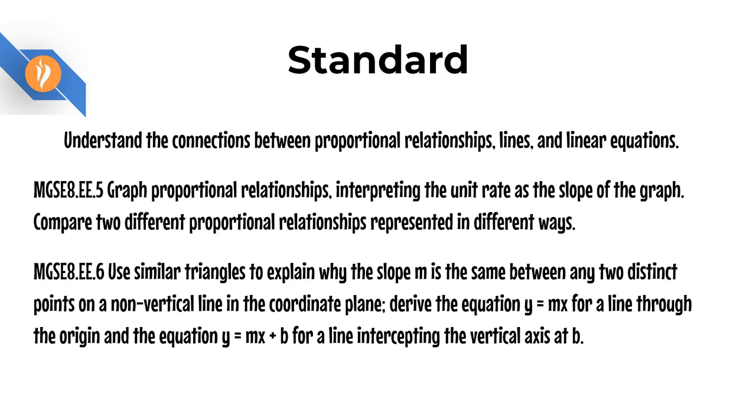The standard we're going to focus on is about understanding the connections between proportional relationships, lines, and linear equations. We're going to look at graphing proportional relationships, interpreting the unit rate as the slope of the graph. We're going to compare two different proportional relationships represented in different ways. Then we're also going to use similar triangles to explain why the slope m is the same between any two distinct points on a non-vertical line in the coordinate plane. And then the rest of that standard we're going to focus on later: derive the equation y equals mx for a line through the origin and the equation y equals mx plus b for a line intercepting the vertical axis at b.